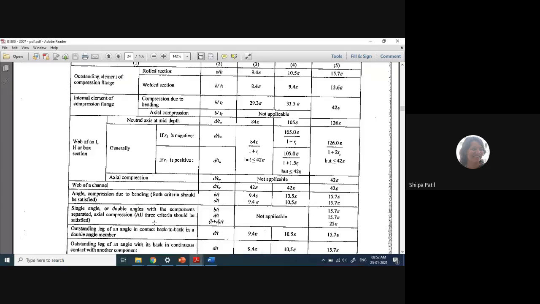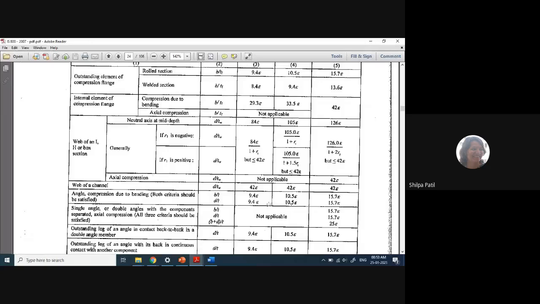The limiting value is 42 epsilon everywhere. Now see, there is a difference. I'm comparing the two rows now. The top row is given as not applicable and the value is given as 42 epsilon, so we have to compare with this only. If it is less than 42, it is semi-compact; greater than 42, it is slender.